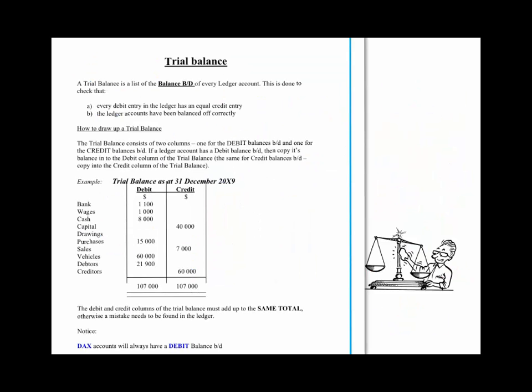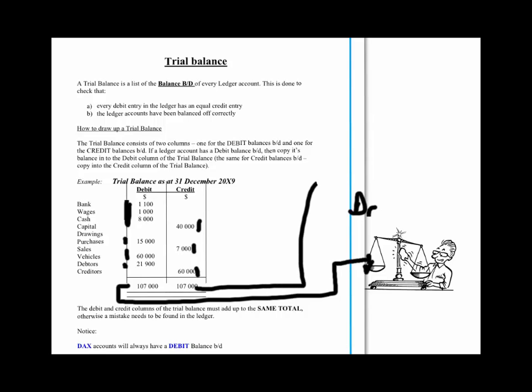Here you can see the trial balance example that we referred to earlier. On the left-hand side, you would have all the balances brought down of the bank, wages account, cash account, purchases, vehicles, and debtors. And when you added together all the debit balances brought down, you would have a total of $107,000. If you place that on the debit side of your scales, and you then added together all the balances brought down on the credit side of your trial balance, in other words, your capital, your sales, and your creditors in this case, you would also find that the total would add up to 107,000 on the credit side of your trial balance.